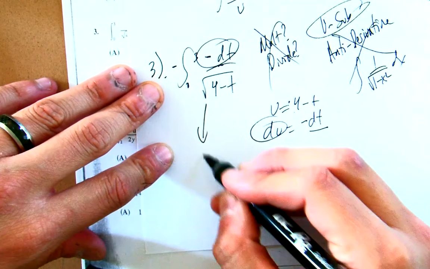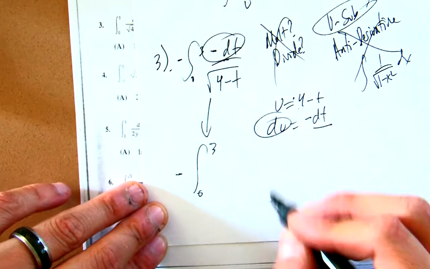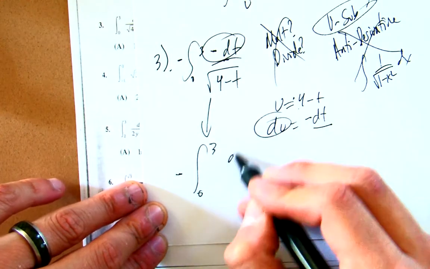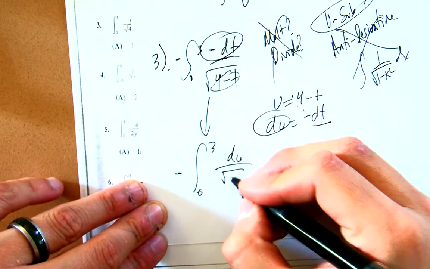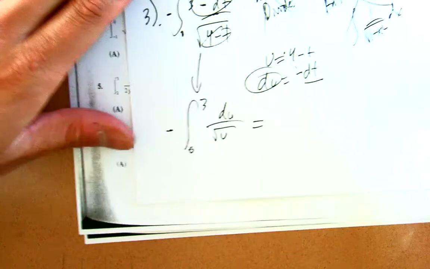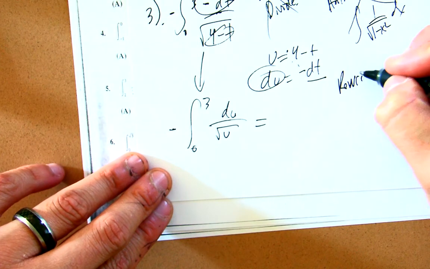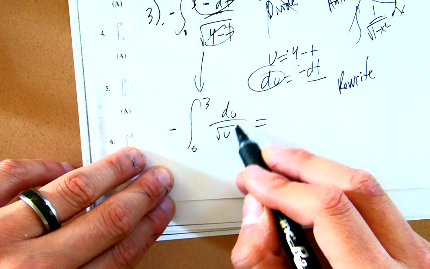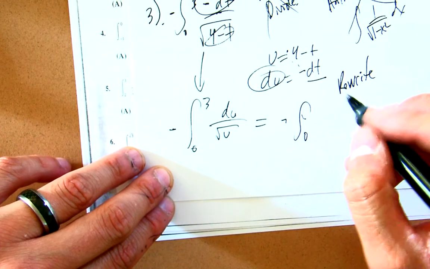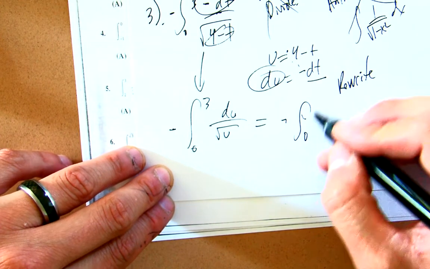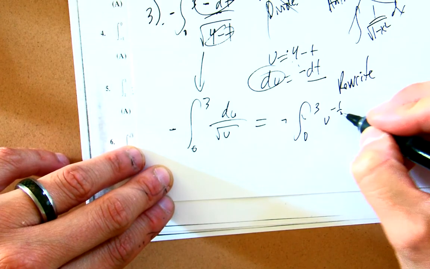So this becomes negative times the integral from 0 to 3 of negative dt, which is du, over the square root of, what is that? It is u. So now we should rewrite, then take the antiderivative. If we rewrite this, we get negative times the definite integral. It's not indefinite, that's incorrect because we have limits of integration. My apologies for that. This is u to the negative 1/2 du.